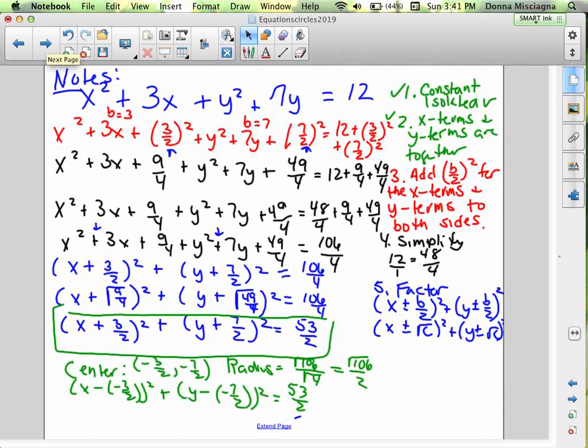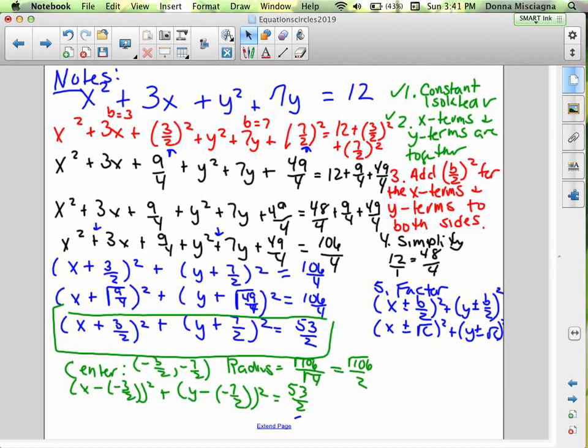And this was my challenge problem because you had fractions as your center. You had a radius with a radical in it. But see, the steps are exactly the same no matter what your center looks like or what your radius looks like. The only maybe challenging thing is we had to remember to change 12 to 48/4, and I just knew it was easier to work with 106/4 than it was 53 halves. But even if you worked with 53 halves, you can do that.